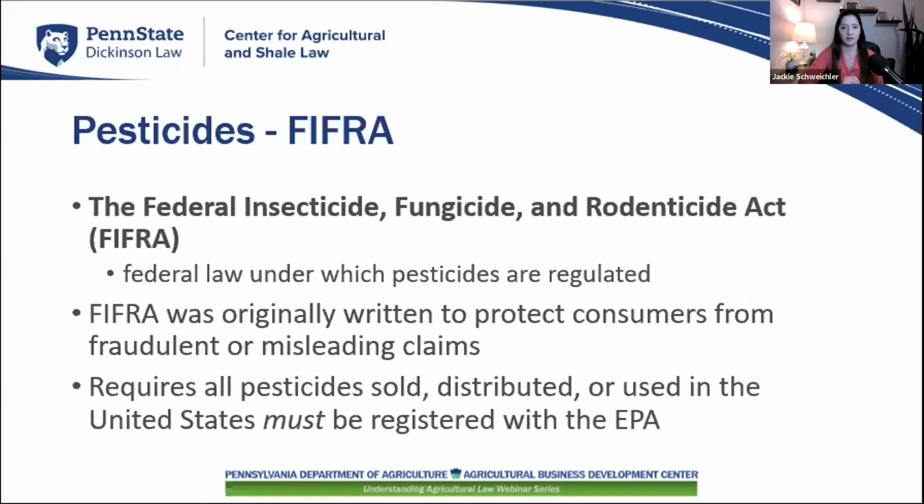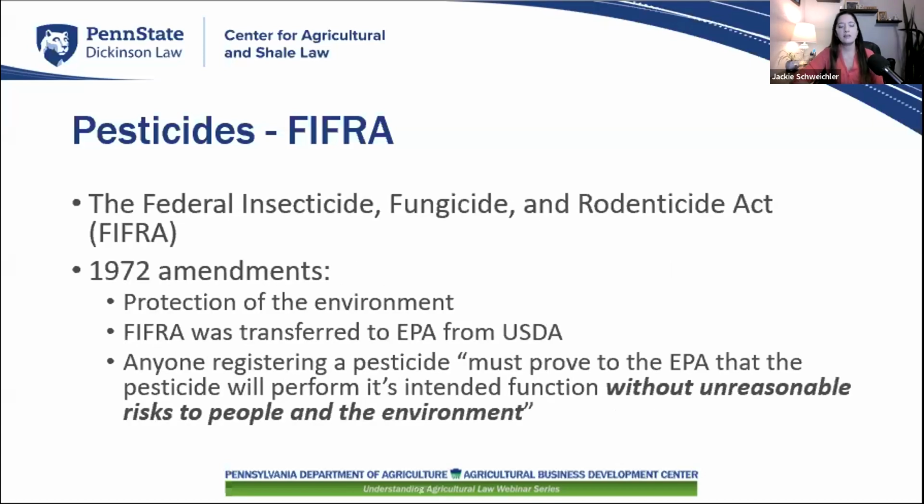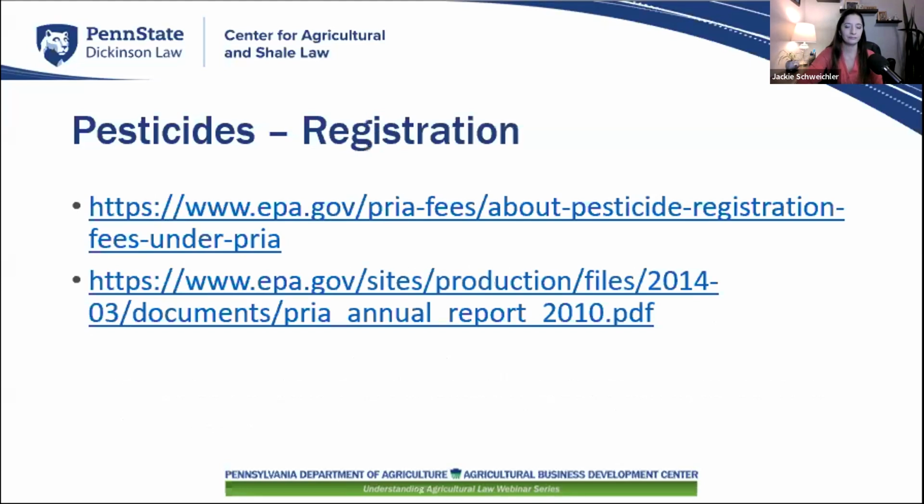So a little about FIFRA. This was originally written to protect consumers from fraudulent or misleading claims. It requires that all pesticides that are sold, distributed, or used in the United States be registered with the EPA. The big change in the 1972 amendment was that anyone registering a pesticide must prove to the EPA that the pesticide will perform its intended function without unreasonable risks to people and the environment. Unreasonable adverse effects include economic, social, environmental costs. And of course, this includes any dietary risks.